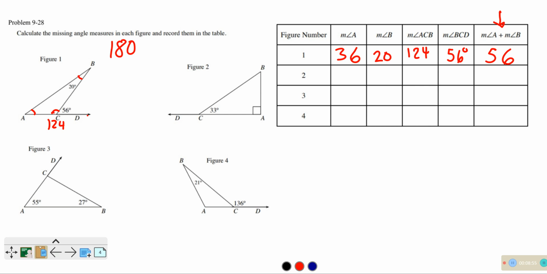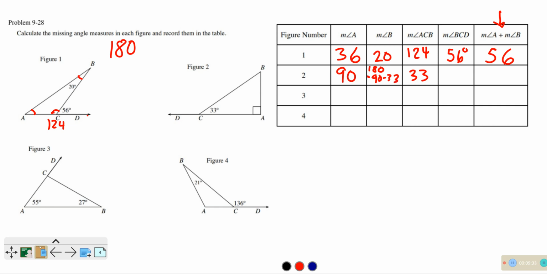Now, I would also like you to notice figure 2. We know angle ACB. Notice I went backwards, but it's still the same. I also know angle A is 90 degrees. So to find angle B, you are doing 180 minus what you know, 90 minus 33. That's a terrible 3.